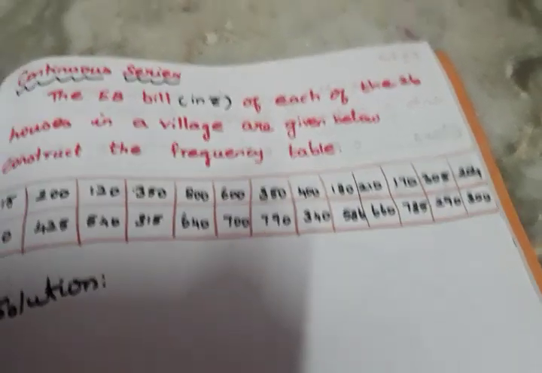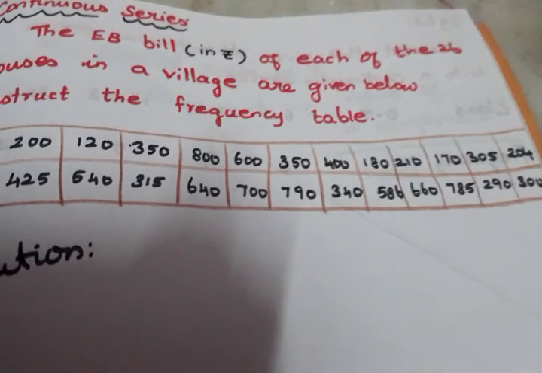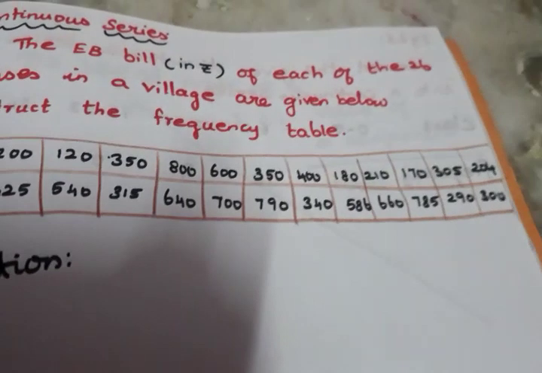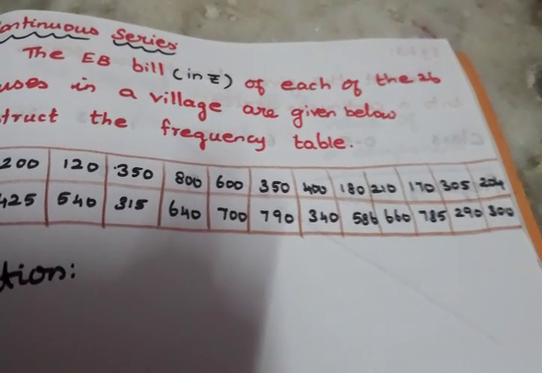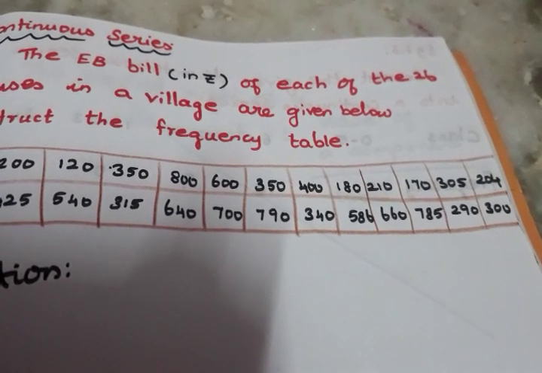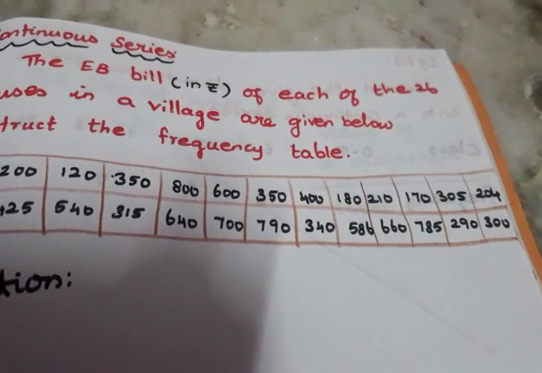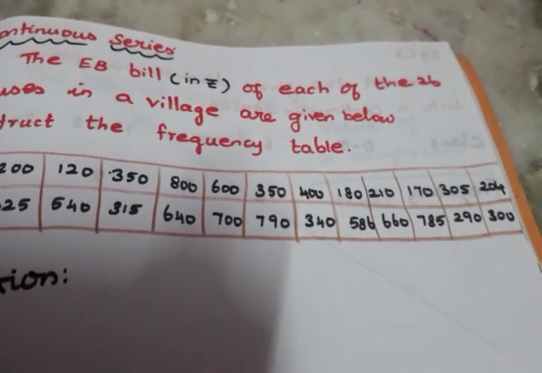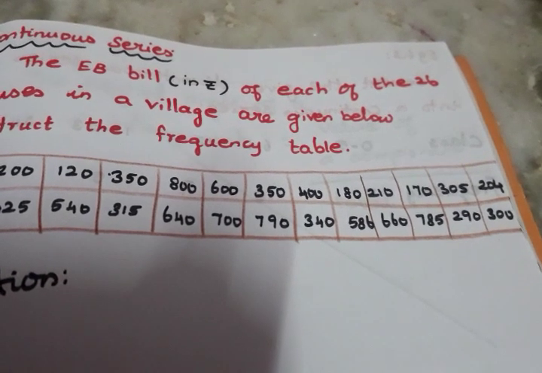So, statistics. We learned about statistics part 1. Part 1 studied primary data, secondary data, and grouped and ungrouped data. Then next, class interval. These are what we studied in statistics part 1. Now we are going to learn continuous series.